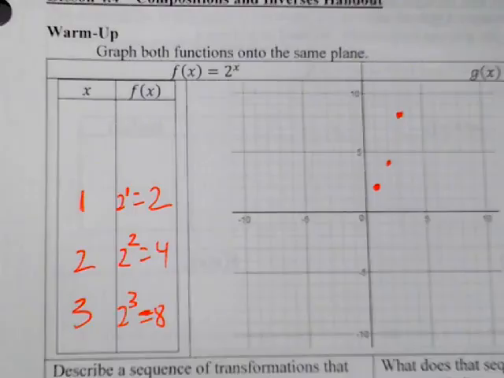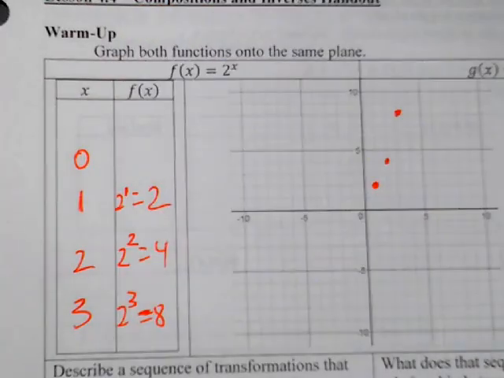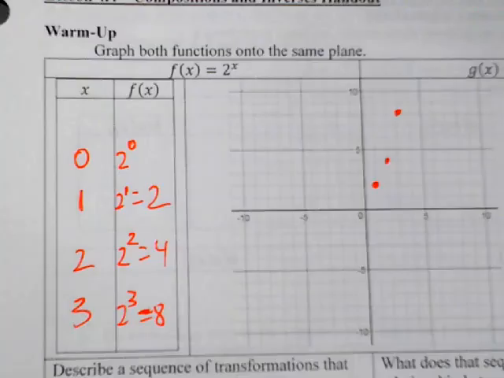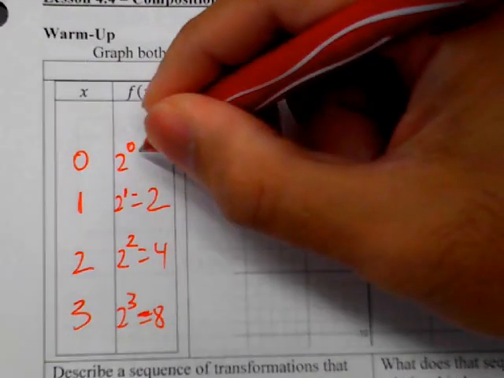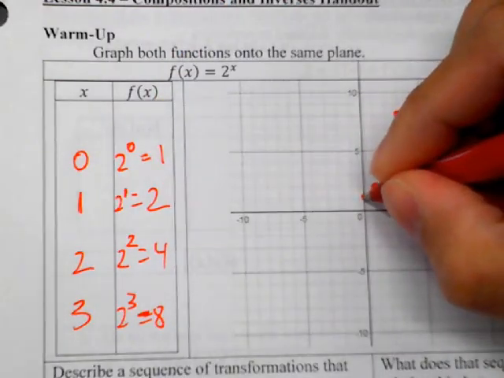Okay, but we also want to remember that exponents don't have to be positive numbers. We could also do x is 0, because 2 to the power of 0, this is just a property that's easiest to remember: any other number to the power of 0 equals just 1, so 0 comma 1.